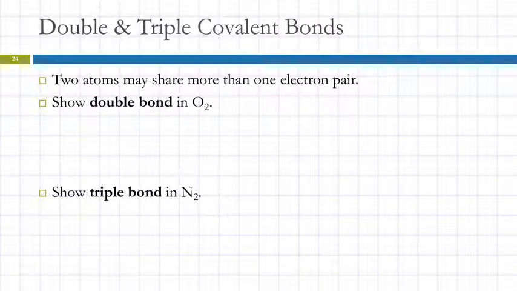So we can have more than one electron pair that gets shared. So let's look at what happens with oxygen. So here's O2. And each of these has 6 valence electrons, right?